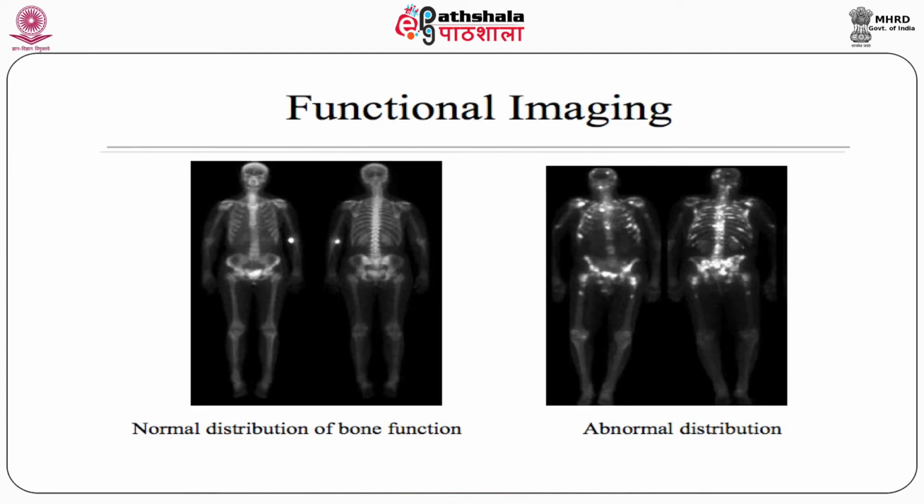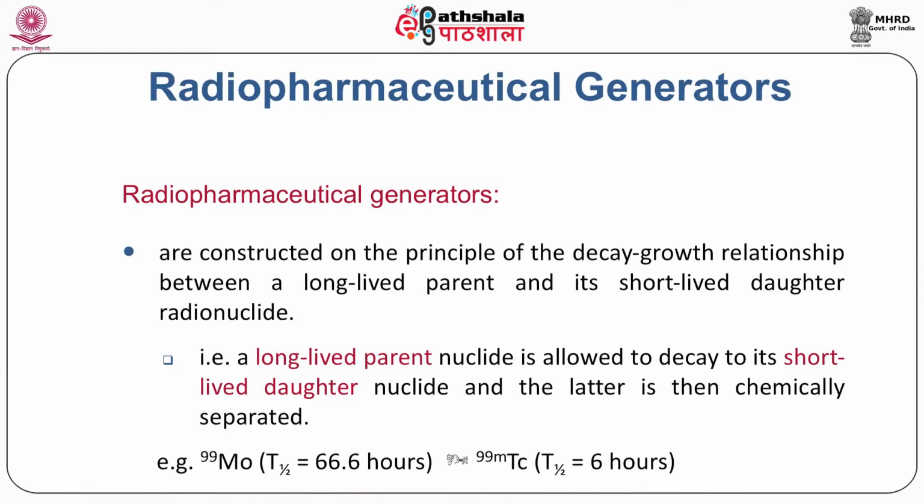In this particular image, you can appreciate how the normal distribution in the bones takes place and how the abnormal takes place. You can see different kinds of hotspots coming up. In this way, you can find out. If you take the same picture with MRI or CT, you may not be able to find out the functioning. You can see the structure, but you cannot find out the disease location, where nuclear medicine helps.